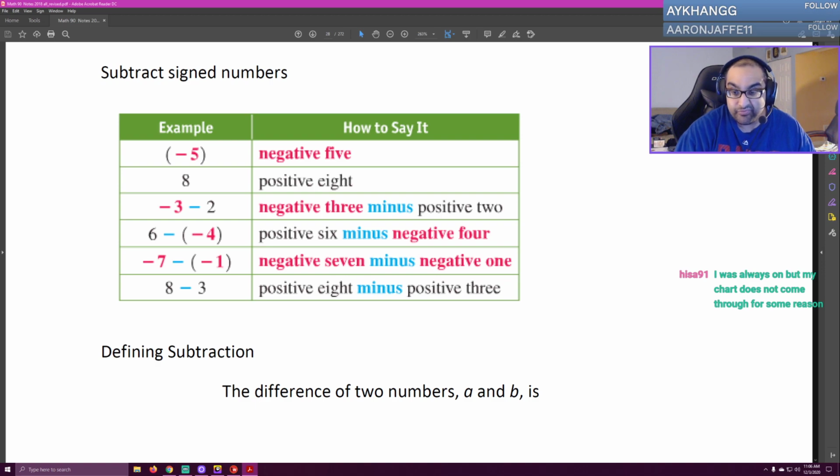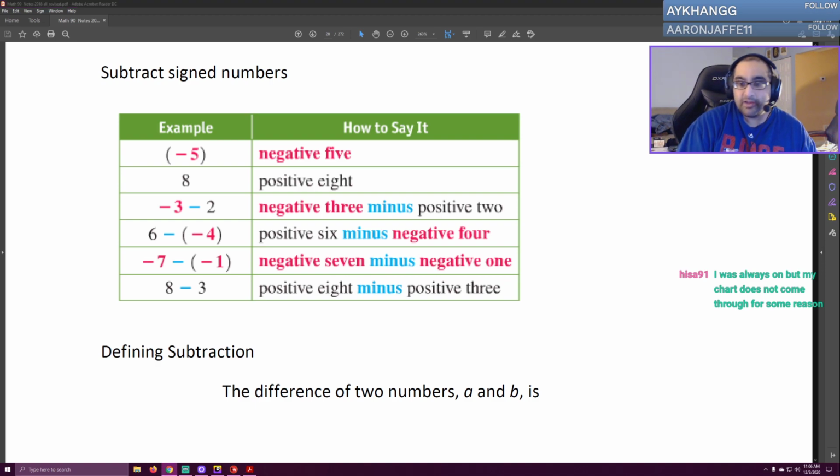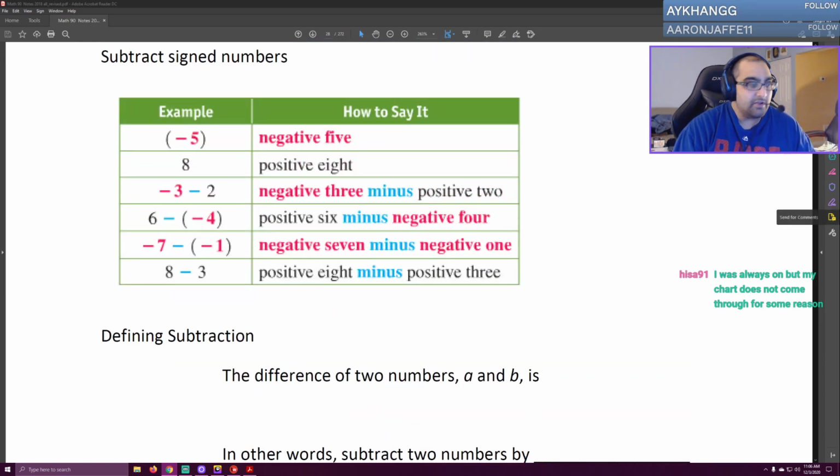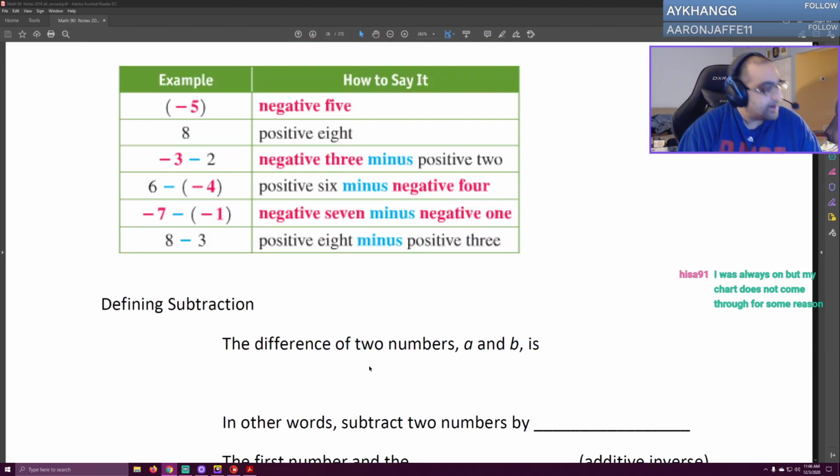Okay. Oh, okay. I believe you, Hisa. I don't know why the chart doesn't say you're on, but we're going to run with it, and I totally believe you, 1000%. All right.